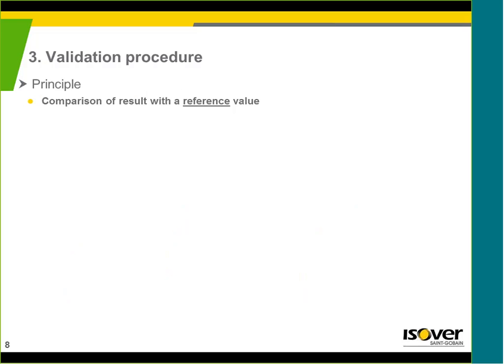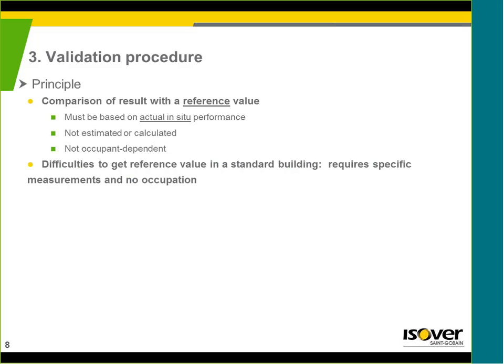Now, that being said, when we managed to get our method working properly, then we started a validation procedure. The principle is, of course, comparison with a reference value, which is a very difficult thing to do, because for a reference value, we did not want to compare it to an estimation. We wanted a real reference of actual in situ performance, not an estimation, not a calculation, not a prediction. A real other measurement of the real losses. We want it to not be occupant dependent, of course, and this is difficult to get.